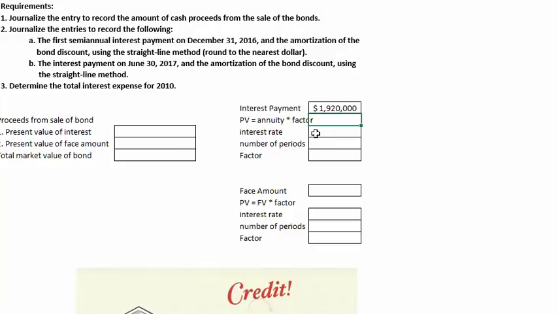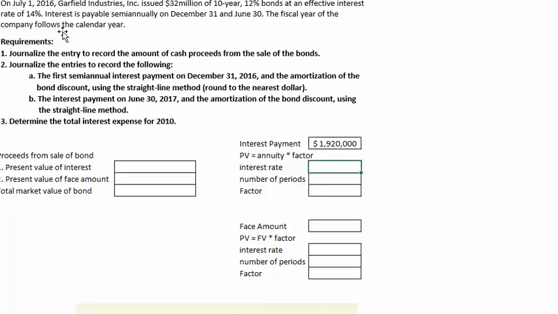The interest rate that we use, now here, don't get confused. Remember, we always use the effective interest rate to discount the cash flow. The stated rate is only used to determine the size of the interest payment. So instead of 14%, because the bond pays interest semi-annually, the interest rate is 0.07, 7%. The number of periods is not 10 because we make semi-annual payments. So the number of periods is 20.